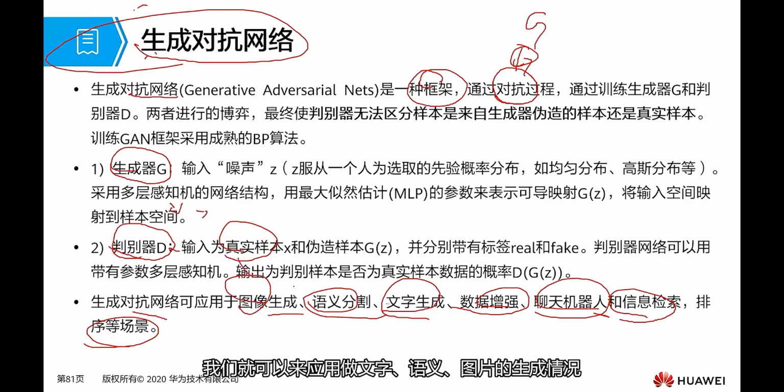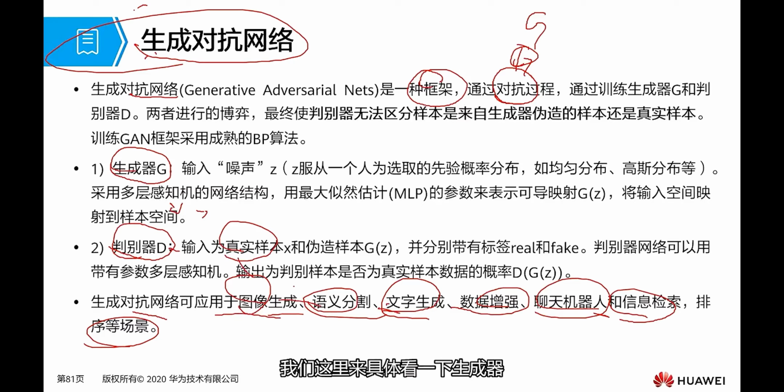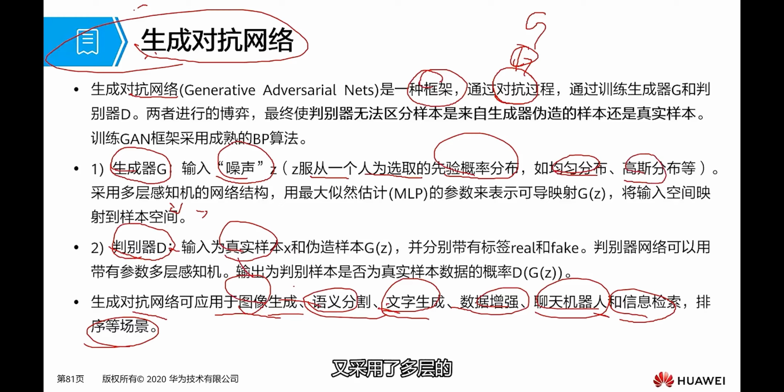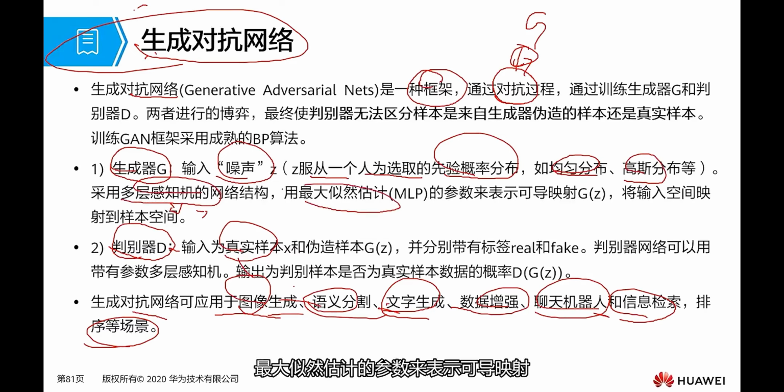Here let's take a closer look at what data the generator uses. In fact, it's just noise. This noise follows a prior probability distribution selected by humans, that is, uniform distribution or Gaussian distribution. This generator adopts a multi-layer perceptron network structure and uses the parameters of maximum likelihood estimation to represent differentiable mappings, mapping the input space to our sample space. Then this generator can generate pseudo-samples.